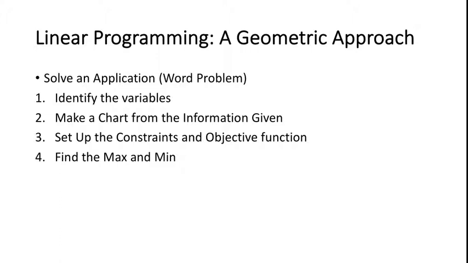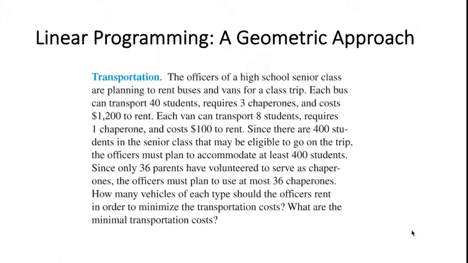First, you're going to read the problem and identify the variables. Next, make a chart from the information that is given to you. From that chart, you'll be able to set up the constraints and the objective function, and then you're going to find the max and min similar to the way we had done it in the previous video I recorded. So let's look at a problem.